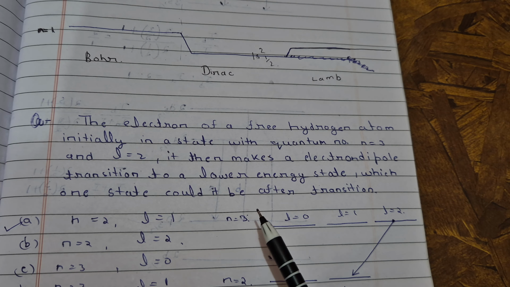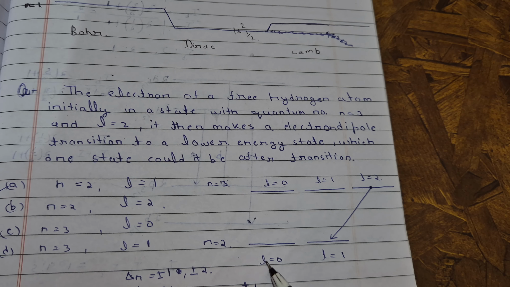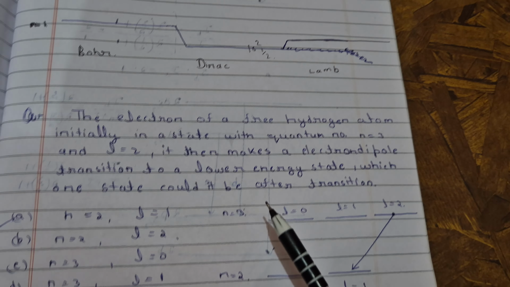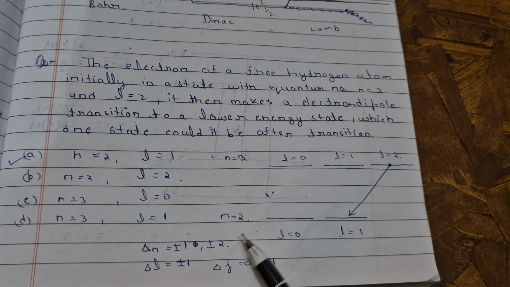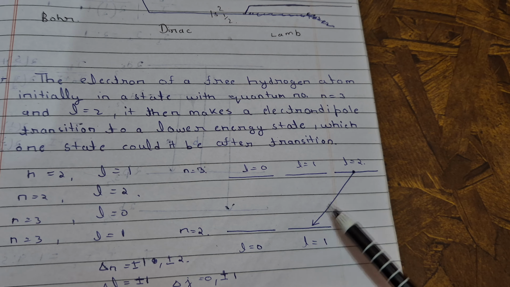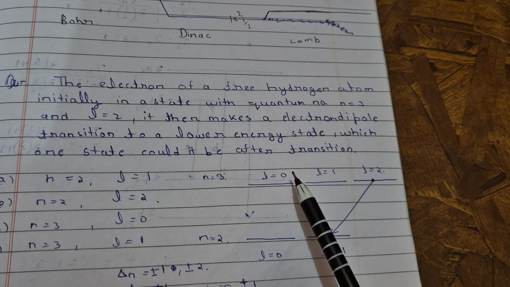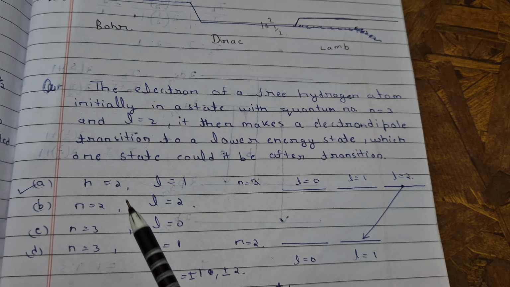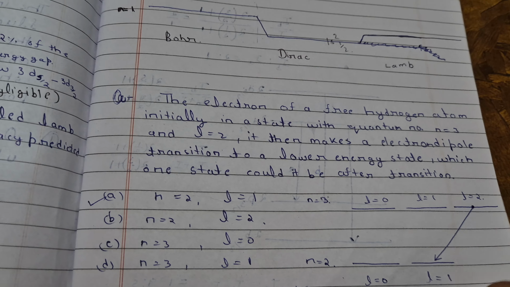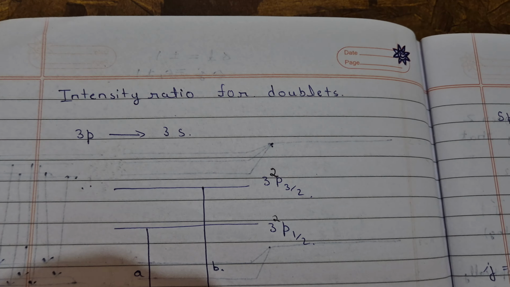Now there can be a transition, and only n equal to 2 is given here. So for n equal to 2 there will be L equal to 0 and 1. Now see, for the rule to be followed, delta L must be plus minus 1, so it can't go to 0, and it can go only to L equal to 1. So the final state will be n equal to 2 and L equal to 1. So this will be the correct option. You must remember these very important rules, because questions are framed according to these rules a lot of times.